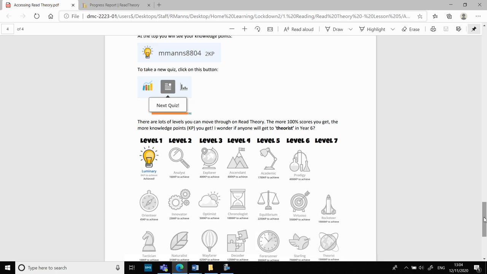I'm hoping that my class have got more knowledge points today than Mrs. Withers' class. By the end of the day, I'm going to check in, and so is Mrs. Withers. Okay, if you've got any questions, make sure you ask. Have a look for your username and passwords on the document, and then get onto Read Theory, do your pre-assessment, and then start doing the comprehension quizzes. And I'll be checking all day to see how you're getting on in terms of getting knowledge points.